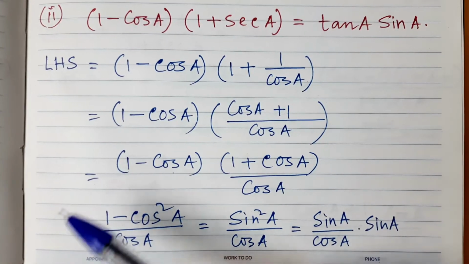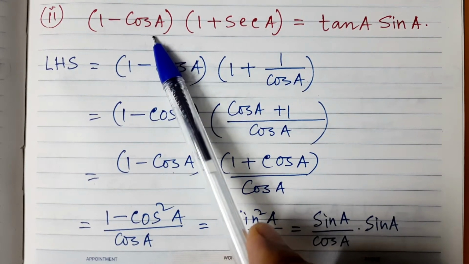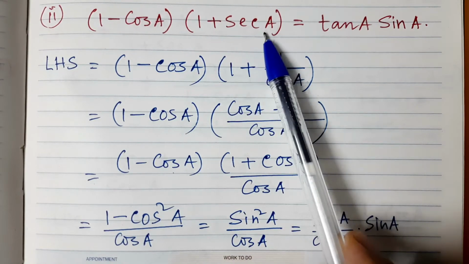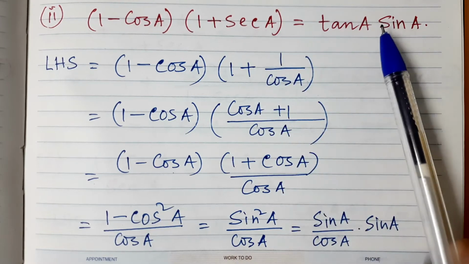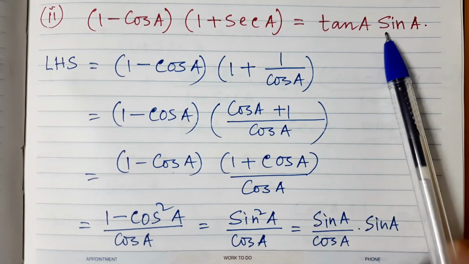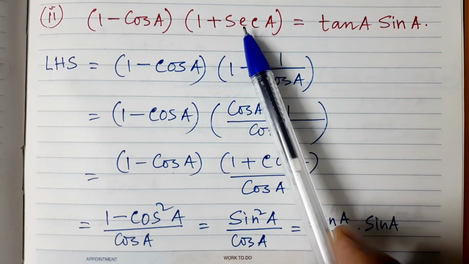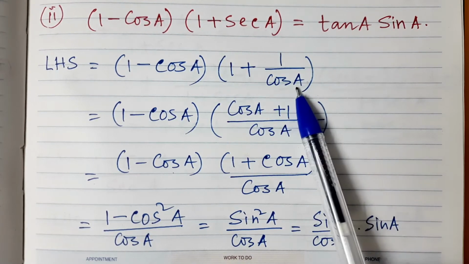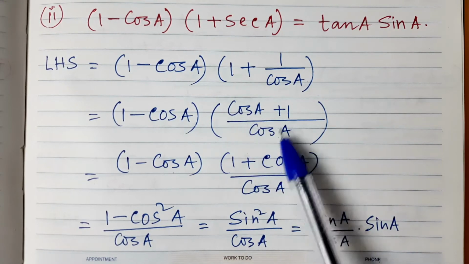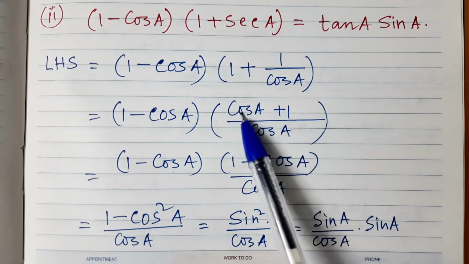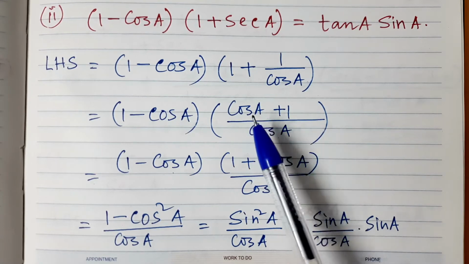This is part 2, problem number 9. So 1 minus cos a into 1 plus sec a. See, in the left hand side there is a sec a term, but in the right hand side no sec a is present. So I will write this sec a in terms of sine or cos. So we can write this sec as 1 by cos a, and this term I am keeping as it is. Now do the LCM. This will be cos a, and cos a plus 1 in the numerator. So cos a plus 1 and 1 plus cos a, they are both the same.